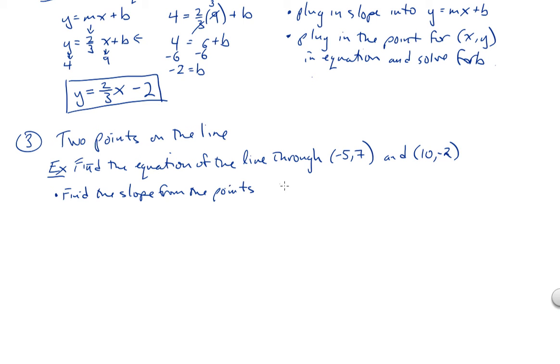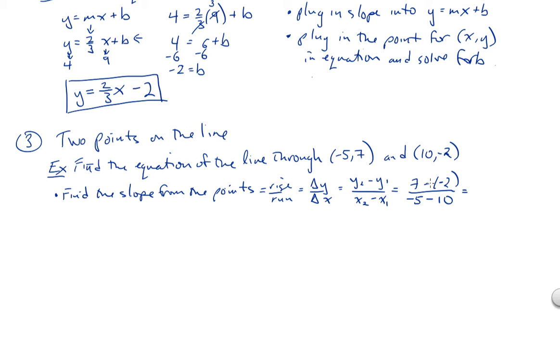Remember, that's rise over run. Change in y over change in x. Or just subtracting the y's, the difference in the y's over the difference in x's. In this case, it doesn't matter what order you do this in, but you have to do it in the same order in the y's and the x's. So let's do the y's. Let's do 7 minus -2. Since I started with 7, I have to start with -5 on the bottom. -5 is the x's. -5 minus 10.